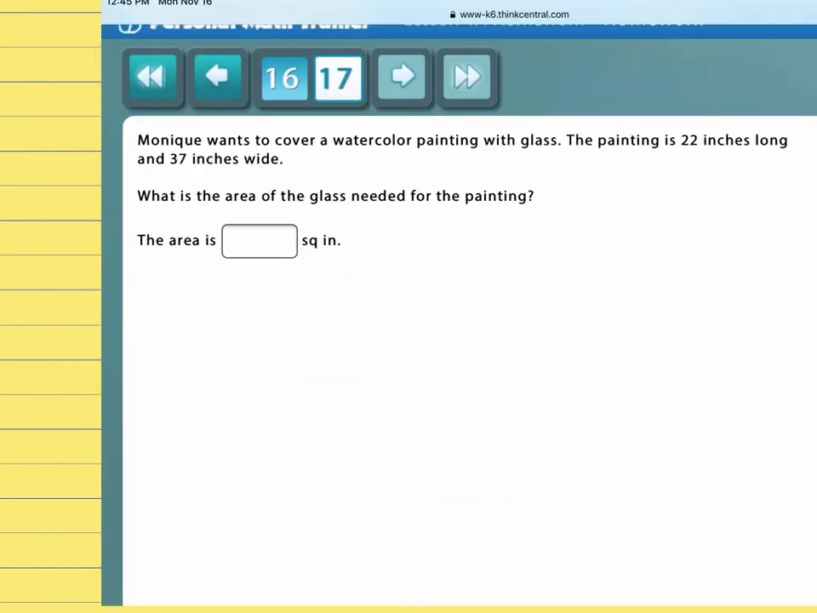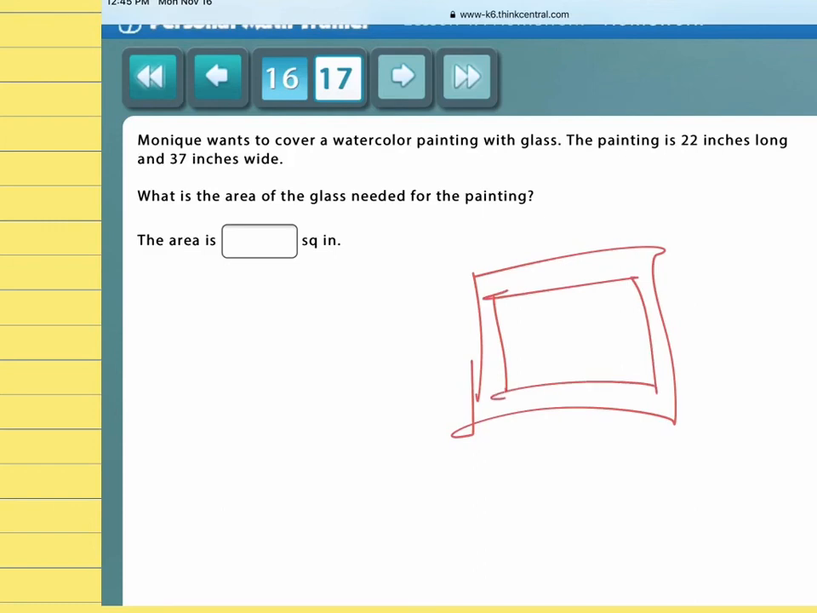All right, finally got a word problem here. Monique wants to cover a watercolor painting with glass. So, first thing I'm going to do is draw what appears to be a watercolor painting. Here we go. It's a tree. I'm going to draw a tree here. There's a tree and a sunshine. There you go. Nice watercolor. The painting is 22 inches long by 37 inches wide. Okay, 22 by 37. What is the area of the glass?